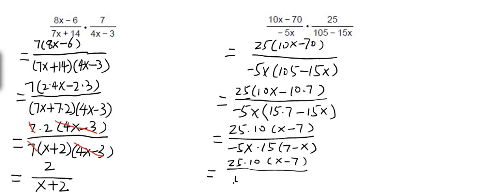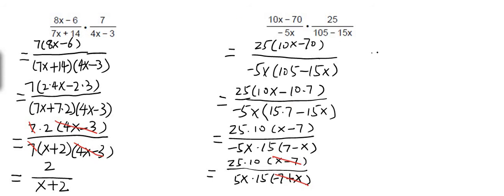So we have put the negative inside of parentheses. So we have negative 7 plus x, right? And this term x minus 7 is exactly negative 7 plus x. These two are equivalent, right? So we can cancel out these two terms.